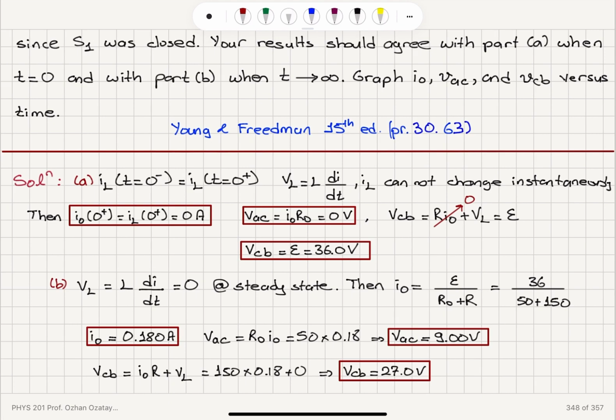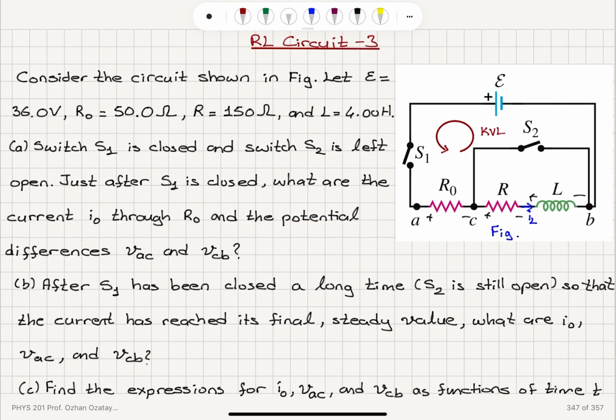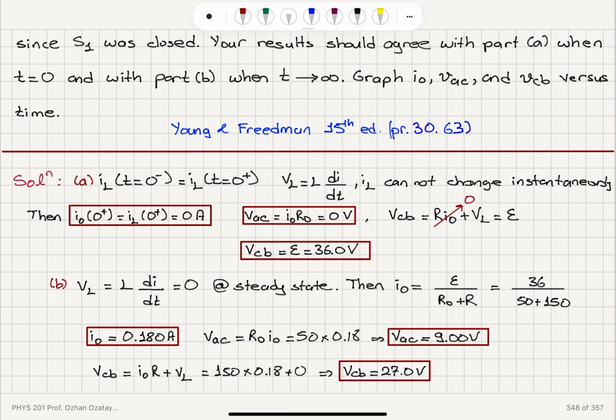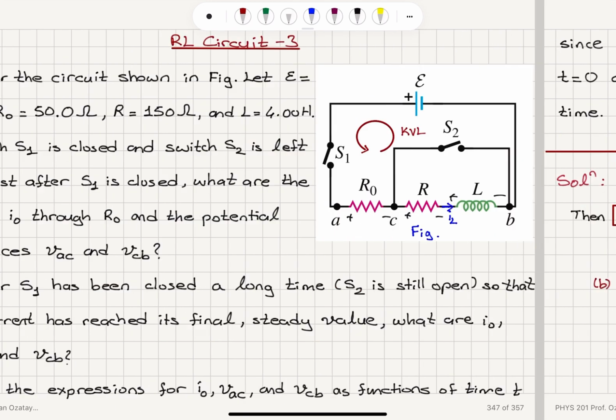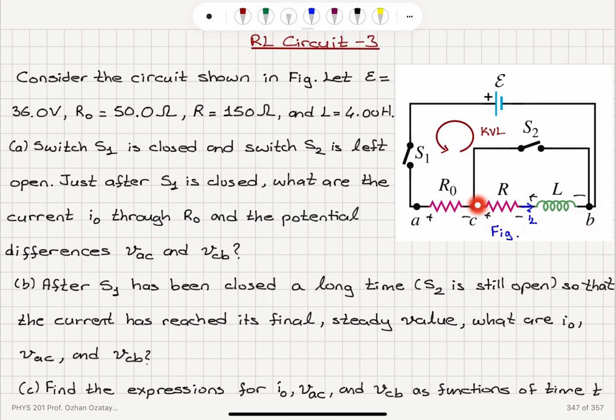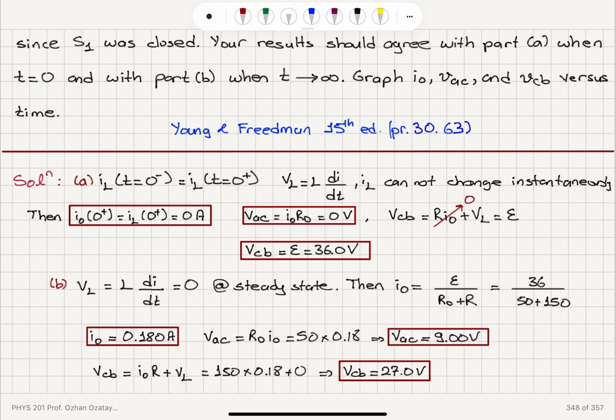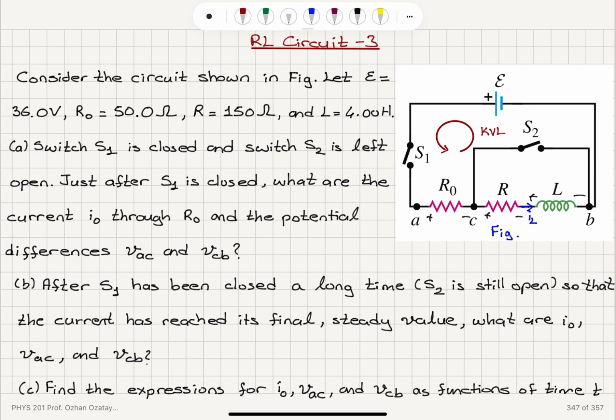Okay, so in this problem we worked with another RL circuit. S2 was always left open, S1 was closed. Right after S1 is closed, the current, which was initially 0 through this branch, should be equal to 0 again, because the current through the inductor cannot change instantaneously. So the current is 0, therefore the voltage drop VAC is 0, and VCB is simply equal to the source voltage epsilon.